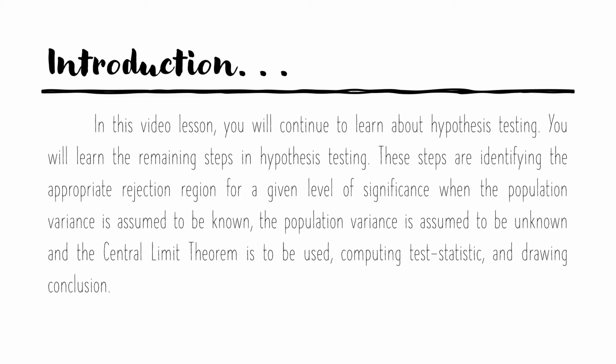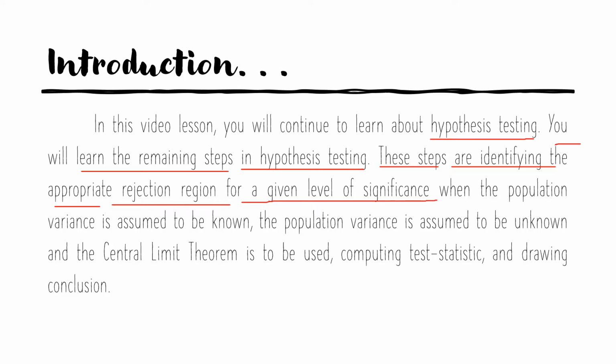For the introduction, in this video lesson, you will continue to learn about hypothesis testing. From our previous video lesson, we're done with formulating the null and alternative hypothesis and identifying the appropriate test statistics that we can use. You will learn the remaining steps in hypothesis testing with this video lesson. So these steps are identifying the appropriate rejection region for a given level of significance. So if there is a given value of alpha, what will be the appropriate rejection region?